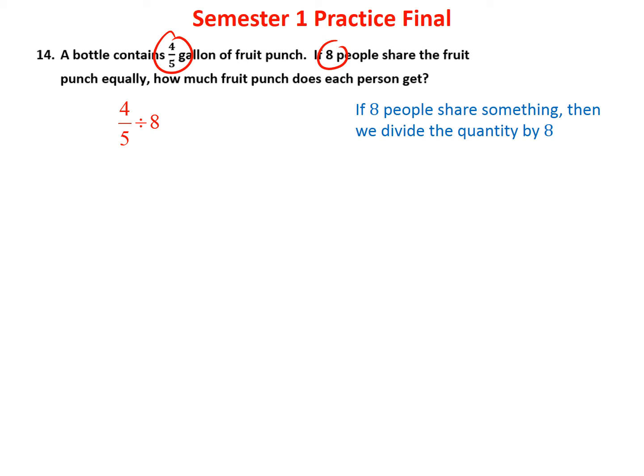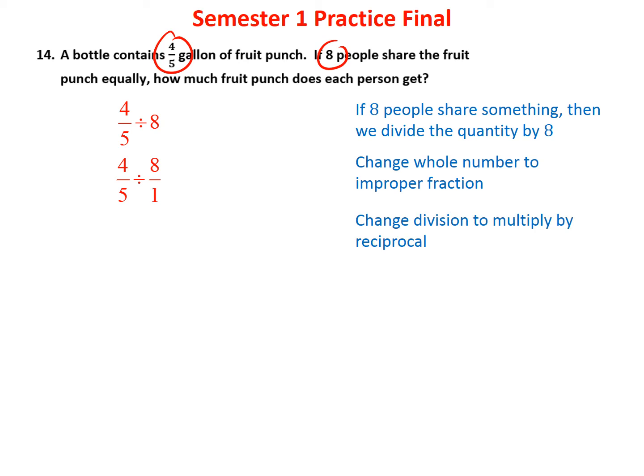Now when we divide fractions, we usually don't divide it by a whole number, so we're going to change the whole number to a fraction. 8 is the same as 8/1. At this point, when we go to divide a fraction, we need to remember that division is the same as multiplying by the reciprocal. So I'm going to change this to multiply, and the reciprocal of 8/1 is 1/8.